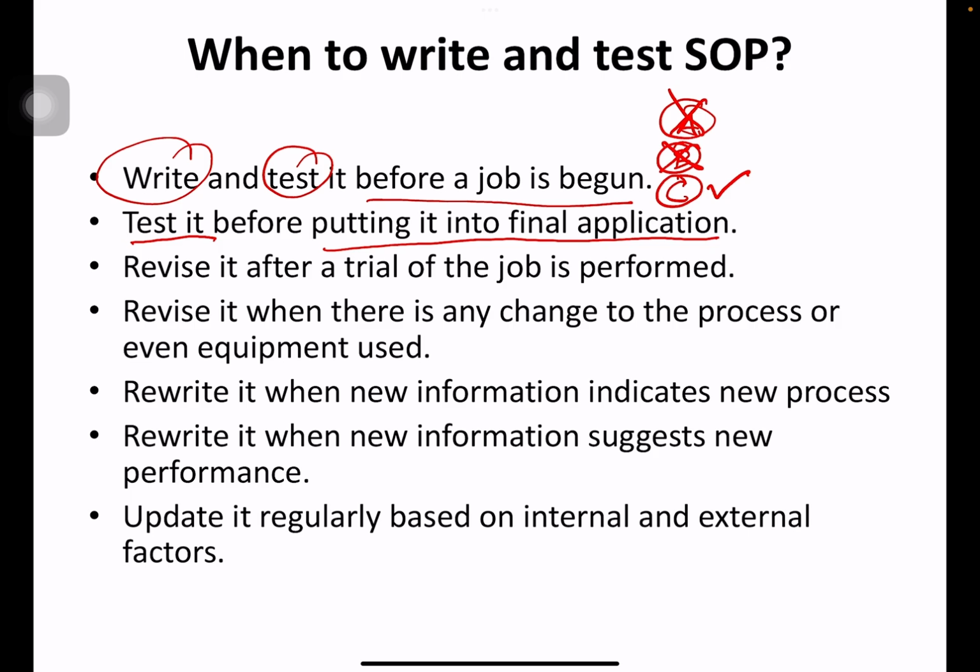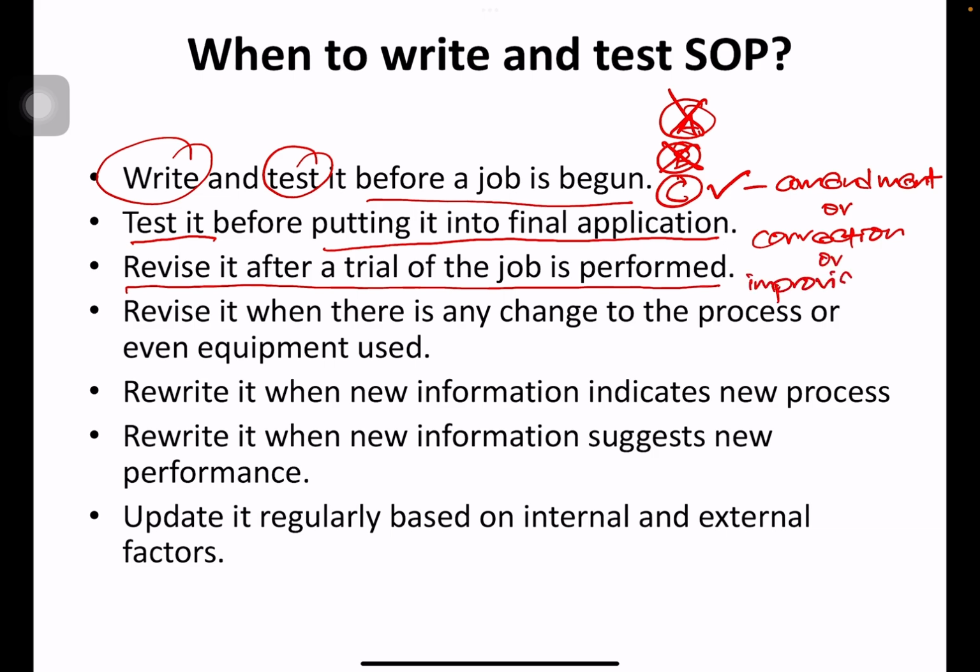Next, you need to revise it after a trial of the job is performed. So maybe after you have used method C, you need to do some amendment, or correction, or improvisation to the process or procedure so that people can do it better next time.